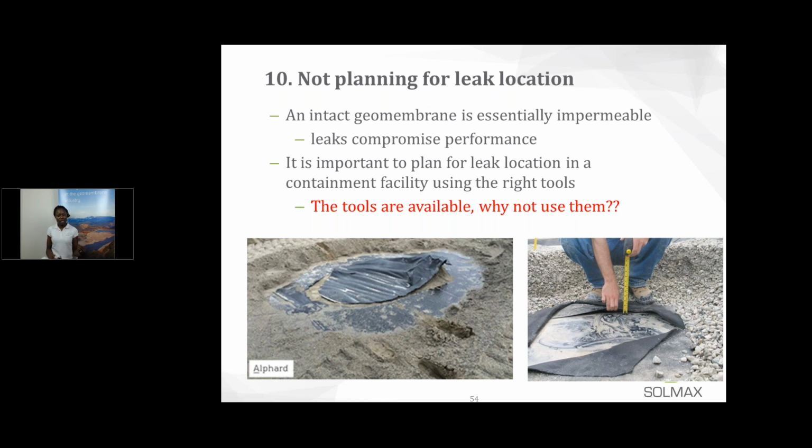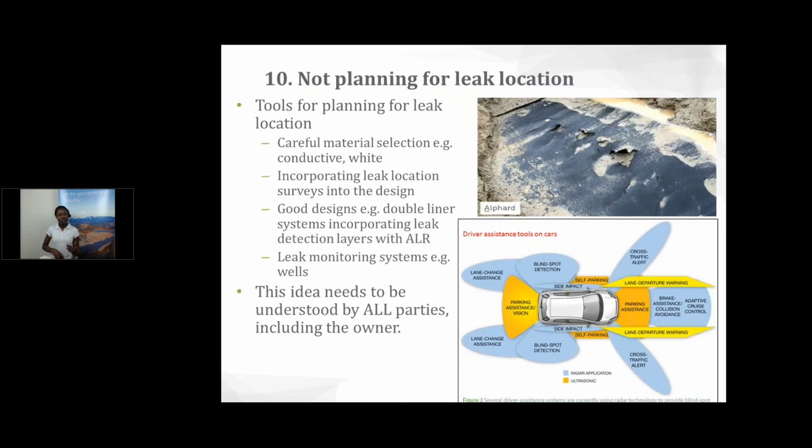And these tools are available. It's not like we're just going to start researching to find them. They're available. So why are we not using them? I'm going to go through a few of those tools now. So the first tool here is to start by carefully selecting your material. So instead of specifying a regular black geomembrane, specify a conductive geomembrane that's going to help you find leaks.